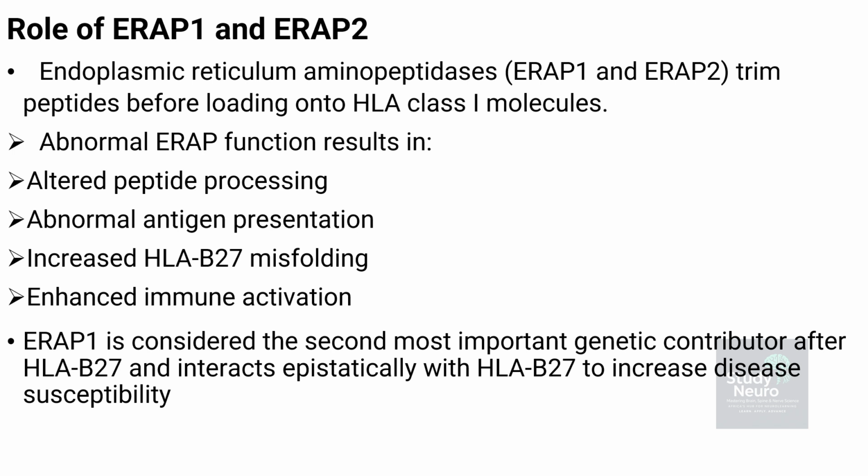inflammation more likely. Research has shown that changes in the endoplasmic reticulum aminopeptidase 1 gene are the second strongest genetic risk factor after human leukocyte antigen B27, and their effect becomes greater when both genetic changes are present together, increasing the chance of developing ankylosing spondylitis through their combined action. This interaction is well established.